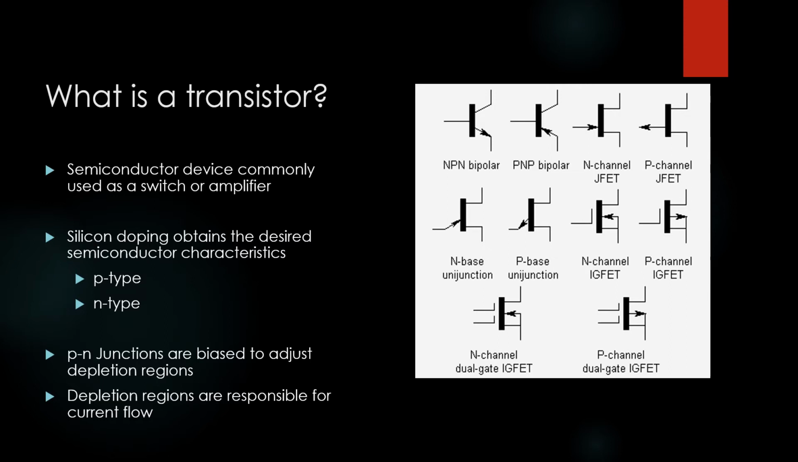These materials are combined to form p-n junctions, which are then biased in order to adjust depletion regions. Depletion regions are boundaries of p-n junctions where free electrons and holes recombine. The adjustment of these regions is responsible for controlling the flow of current through the transistor.